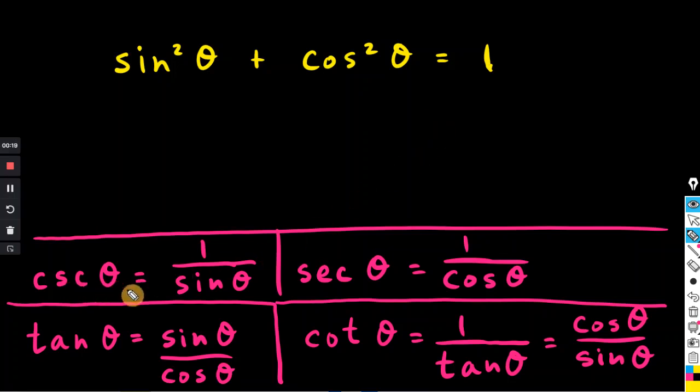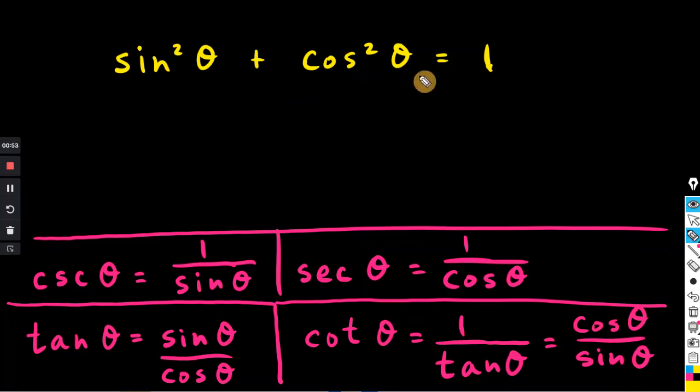The cosecant of theta is 1 over the sine of theta, and the secant of theta is 1 over the cosine of theta. So this is just the reciprocal of the sine. This one's just the reciprocal of the cosine. If you recall, the tan of theta equals sine over cosine, and the cotan of theta is the reciprocal of the tan of theta. So if you just take the reciprocal of this, you'll have cosine over sine. All right, so you can make two more identities from this here.